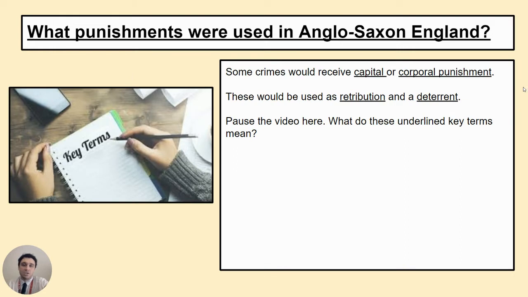Now, some crimes would receive either capital or corporal punishments, and these would be used as retribution and a deterrent. These are key terms we keep referring to in this course. It's important we know what these mean. Just pause the video here. What do you think those four terms mean? Capital punishment, corporal punishment, retribution, and deterrent. Have a think and then press play to continue.